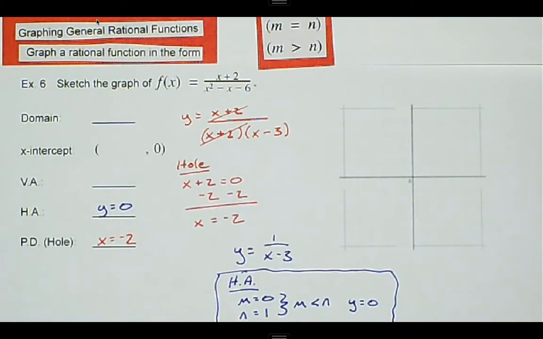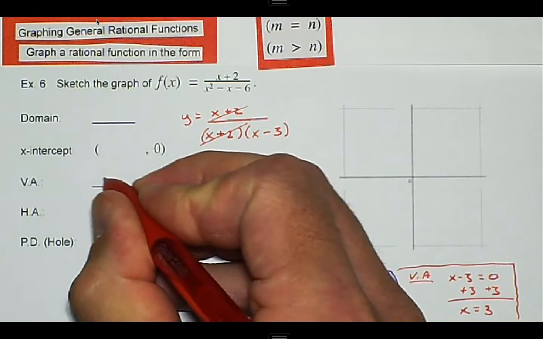For our vertical asymptote, we're still going to take our denominator and set that equal to 0. So in this case, our denominator is x minus 3. So then we'll say x minus 3 equals 0. So then we add 3, and we get x is equal to 3. So that is our vertical asymptote, x equals 3.